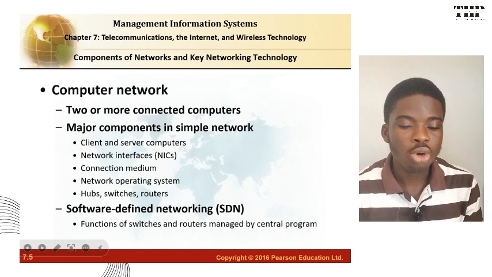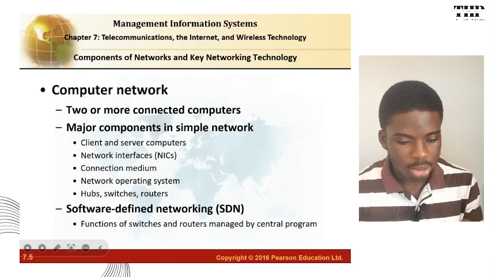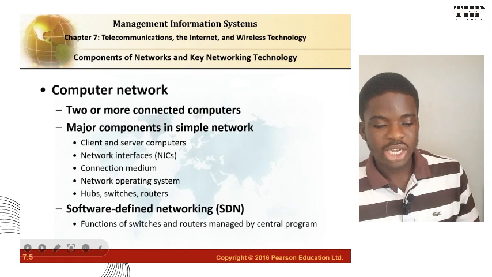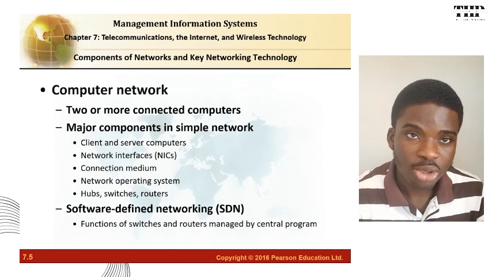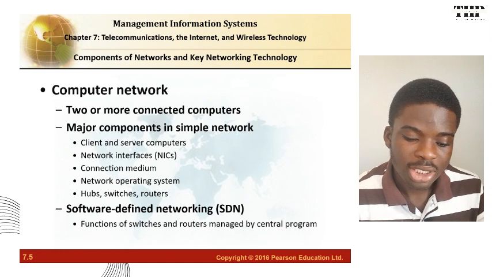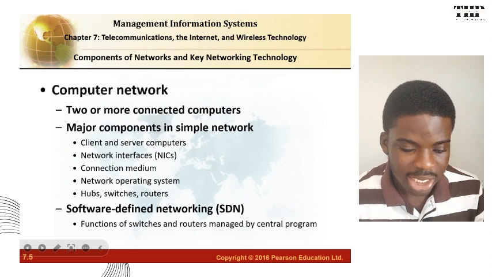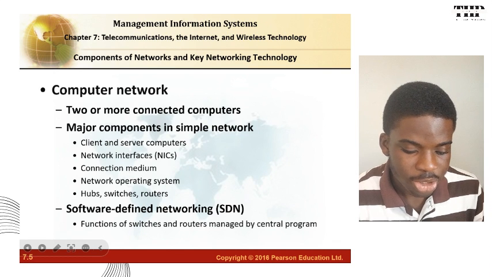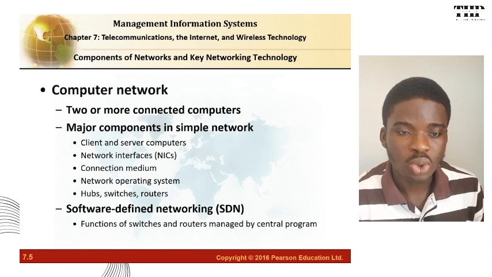There's what? Two or more connected computers. Major components in a single network. So with the second component of networks, we have the computer networks. And the computer network is speaking of the connection of two or more computers. And the major components in a simple network include what? Client and server computers, network interfaces, that's NICs, then connection medium, network operating system, hubs, switches, and routers, right? So this is speaking to the major components that you will find in a simple computer network.